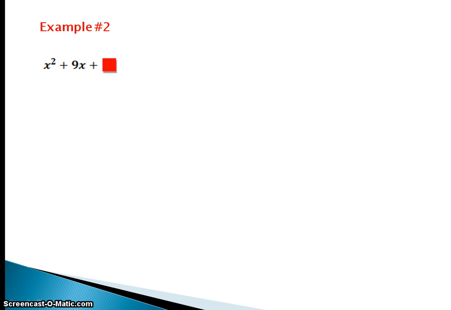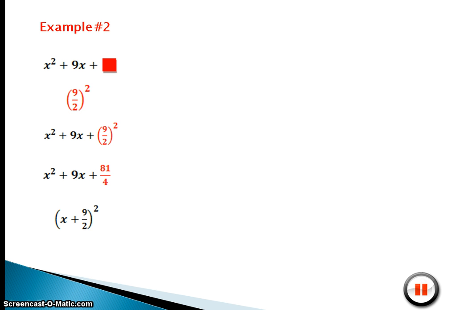Our second example, x squared plus 9x with no c value. Our b value is 9, so we're going to take that, divide it by 2, square it, add it to the end of our quadratic. Now we have a perfect square quadratic, which we can factor to be x plus 9 over 2 squared.